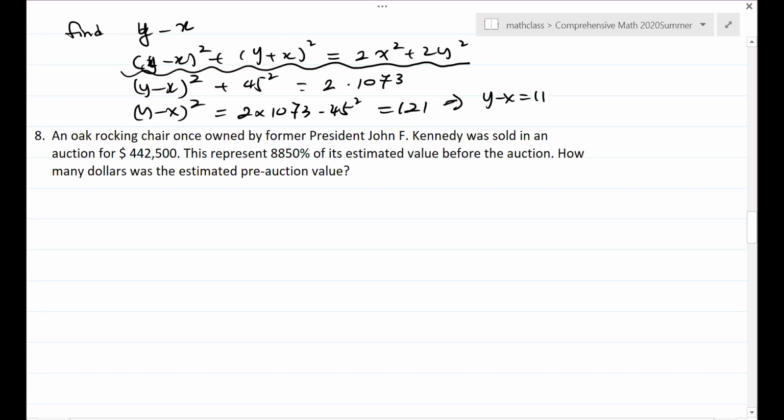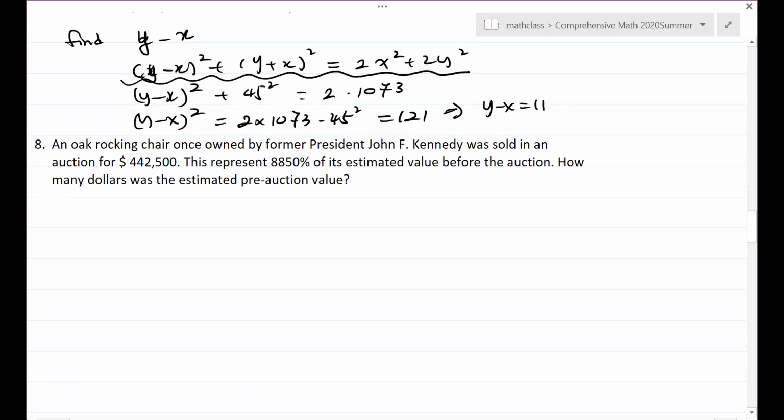This represents 8,850 percent of its estimated value before the auction. How many dollars was the estimated pre-auction value? Oh, that is a simple question, right? So all I have to do is, right, the estimated value pre-auction is called X, right?